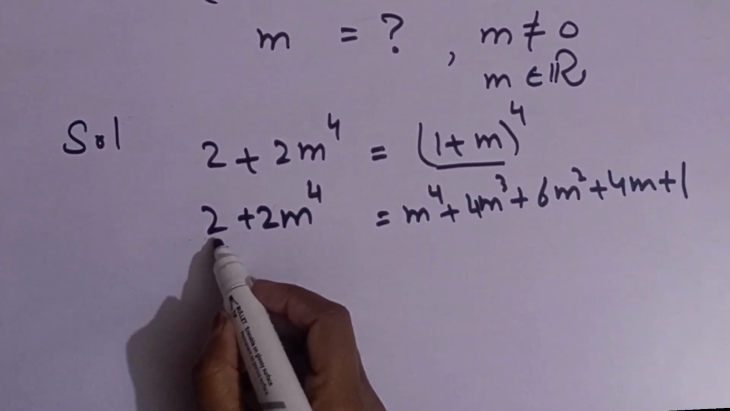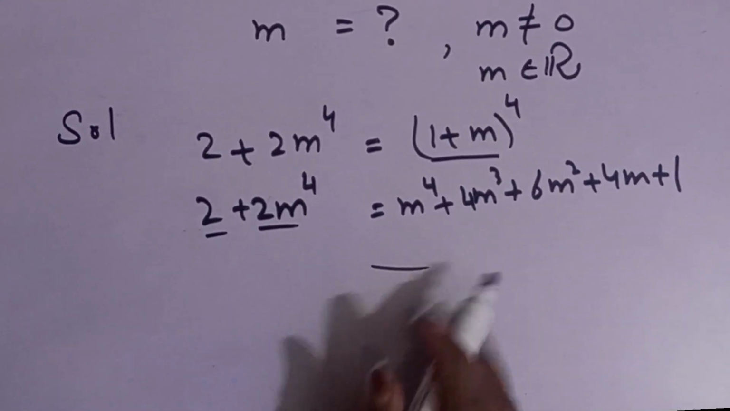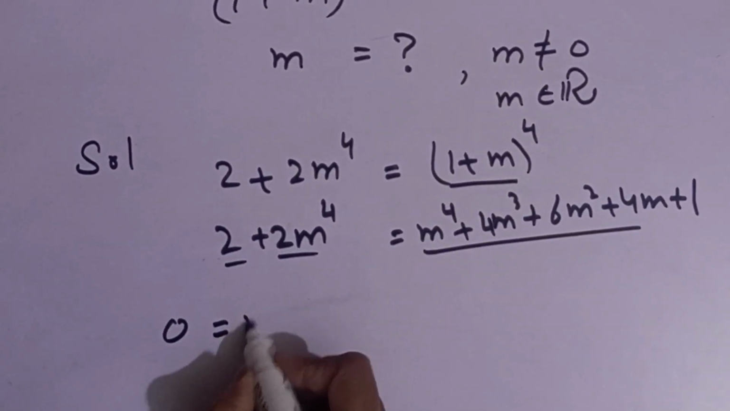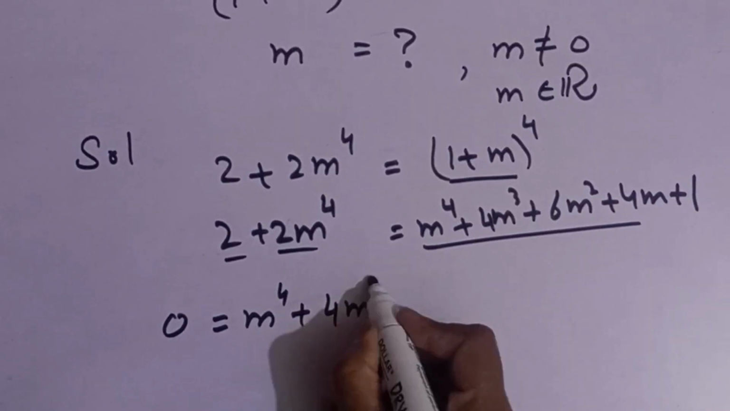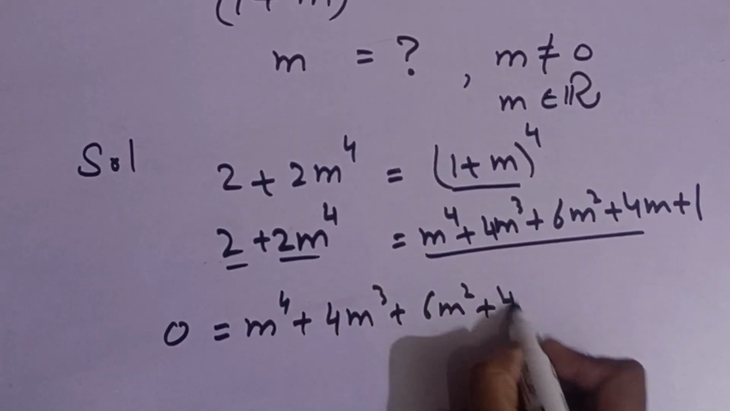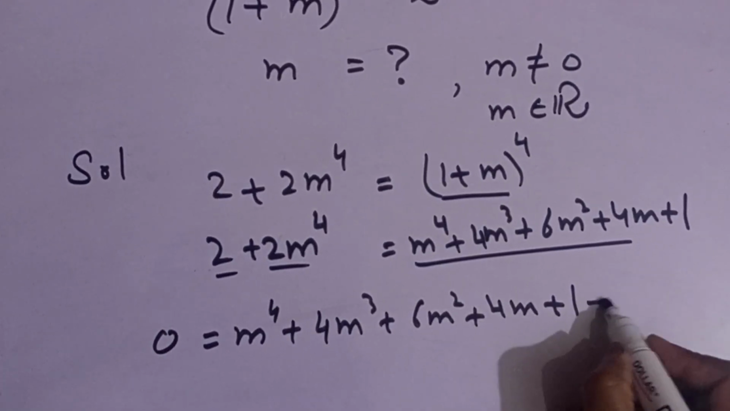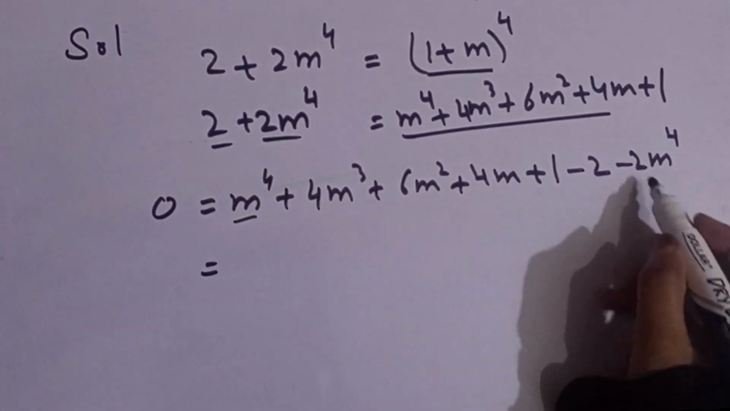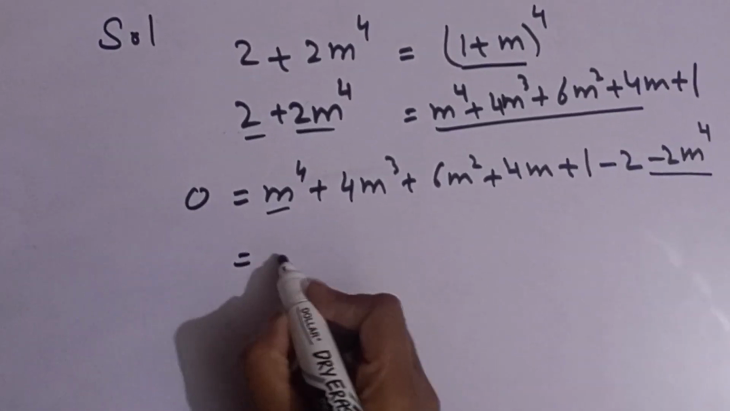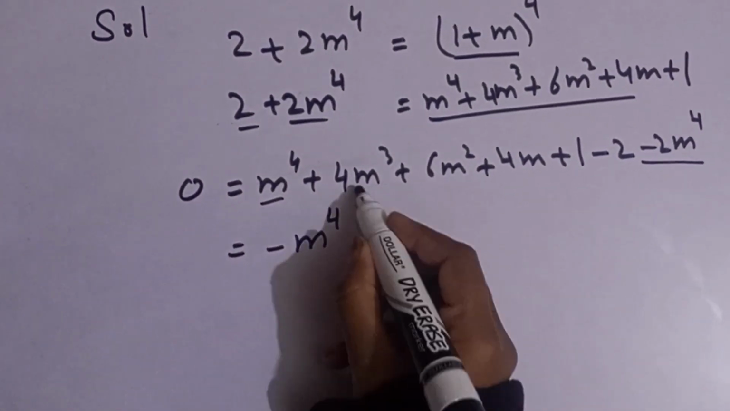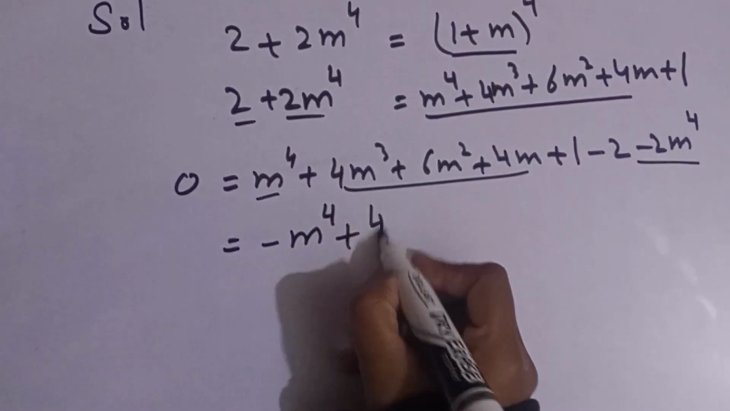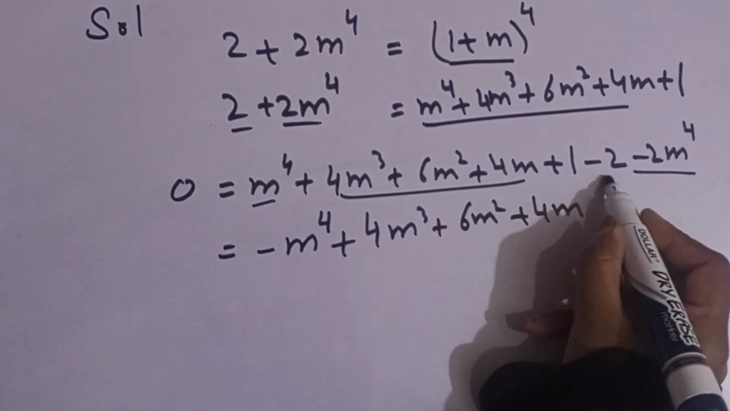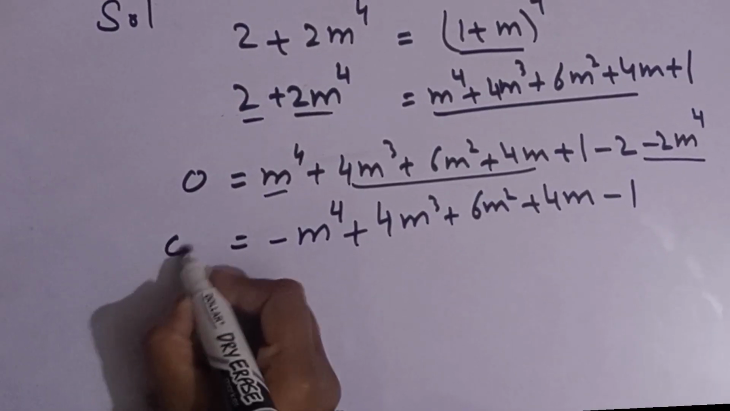In the next step, we move these two terms to the right hand side. The left hand side is 0. This is equal to, we just copy the side, m raised to the power 4 plus 4 times m cubed plus 6 times m squared plus 4 times m plus 1. This is a minus 2 and minus 2 times m raised to the power 4. This is a positive m raised to the power 4 and this is a negative 2 times m raised to the power 4. If we simplify, then we get minus m raised to the power 4. We copy this side, 4 times m cubed plus 6 times m squared plus 4 times m plus 1 minus 1. This is equal to minus 1 and the left hand side is 0.